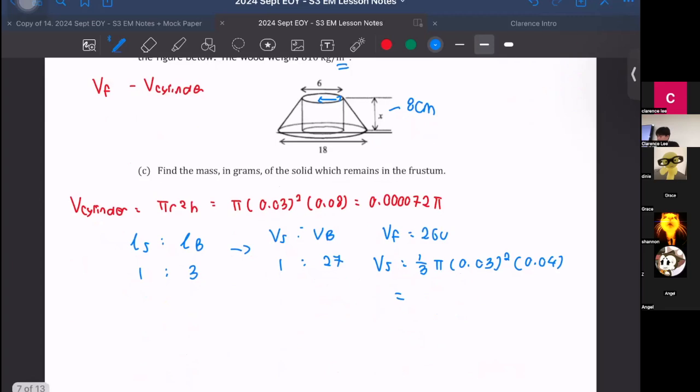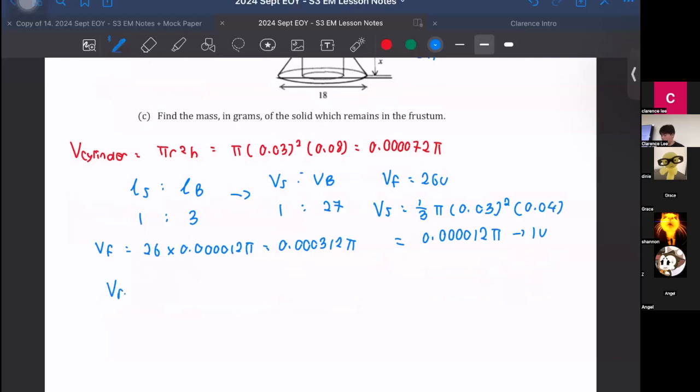From here, same thing, you multiply everything in the calculator, you will get 0.000012 pi. So volume of small cone is this particular number over here, which is equivalent to 1 unit. We have concluded that the volume of frustum is 26 units. So you take 26 times 0.000012 pi to give me 0.000312 pi. So this is my volume of frustum. So you have the volume of frustum, you have the volume of cylinder. Can you find the volume of the remaining solid now? You can. Just take frustum minus cylinder.